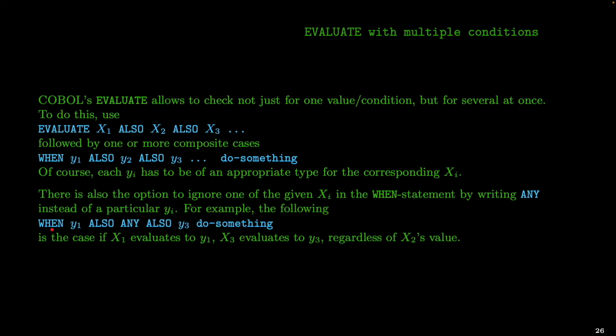So for example, when you write when y1, also any, also y3 do something, then this case gets executed if x1 evaluates to y1, so these two match, if x3 evaluates to y3, and for any other possible value of x2. So this is basically ignoring the value of x2, and we only look at x1 and x3 if they match these values here. Let's see an example for that.